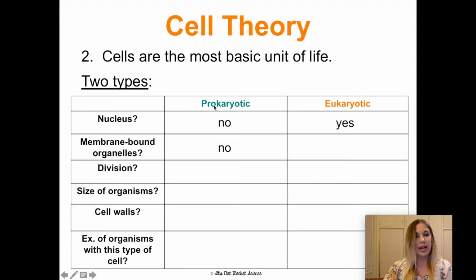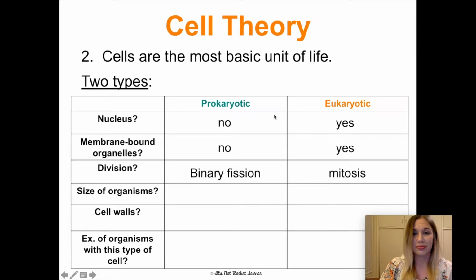Okay, prokaryotic cells do not have membrane-bound organelles. Just bear with me, we're just getting through this chart. And eukaryotic cells do. That just basically means that all of the little workers, all the little pieces that make up our cells are bound to a membrane. Okay, that's all that means. And so prokaryotic cells, when they divide, remember how I mentioned mitosis a little earlier, prokaryotic cells divide by binary fission. And eukaryotic cells divide by mitosis. Okay.